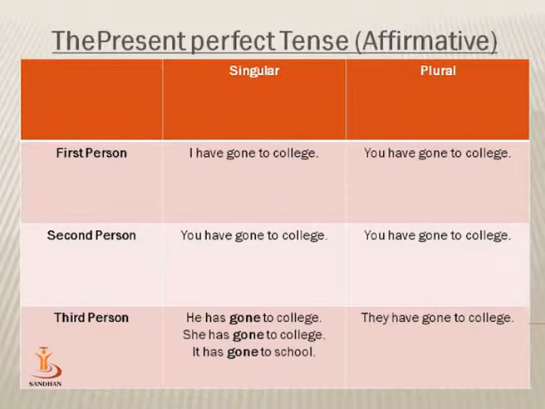We can see that I have gone to college, we have gone to college, she has gone to college, it has gone to school. But in the third person plural we once again use the same have, so they have gone to college.